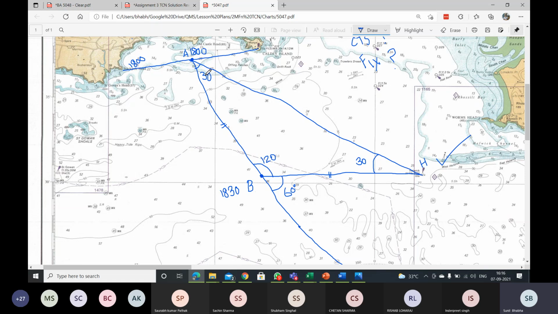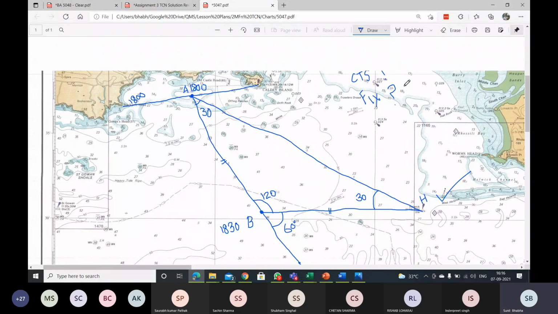Two angles are equal. This angle A is 30 degrees. Angle H is also 30. So the sides opposite to them should also be the same. Okay, beta, up to here, everybody okay? Yes, sir. Very good.